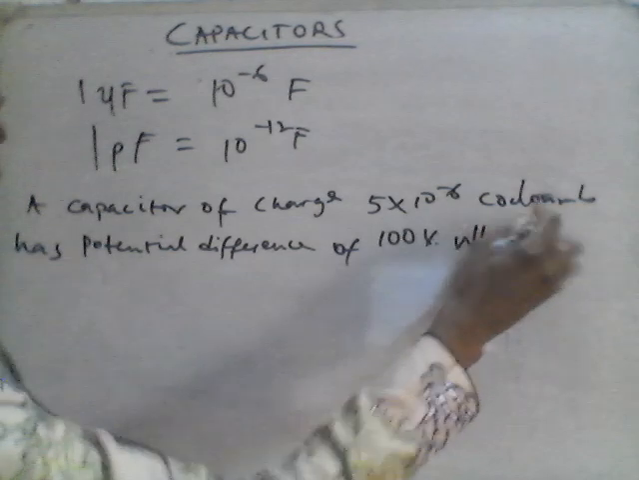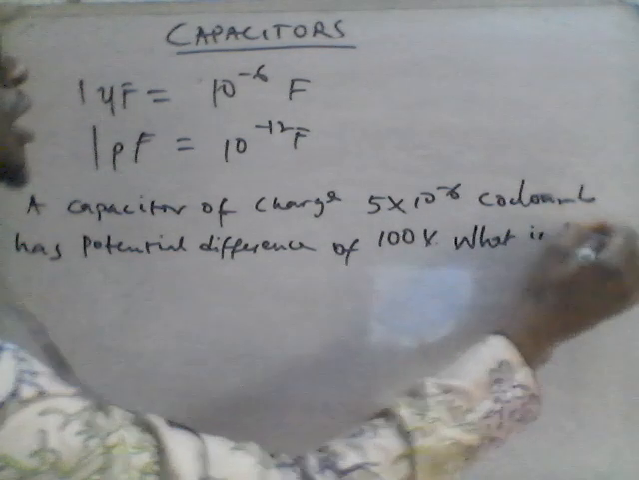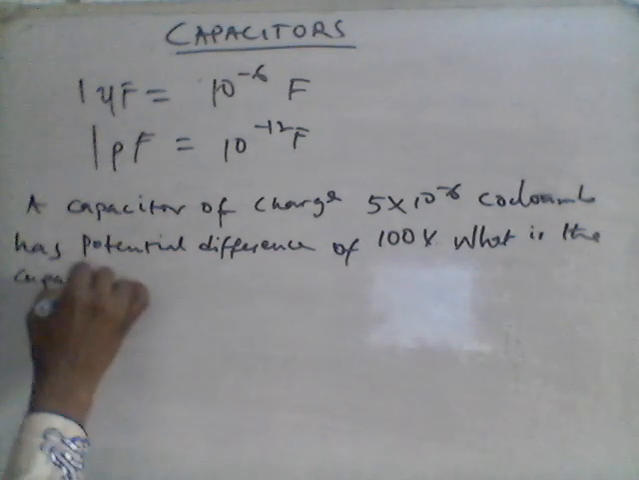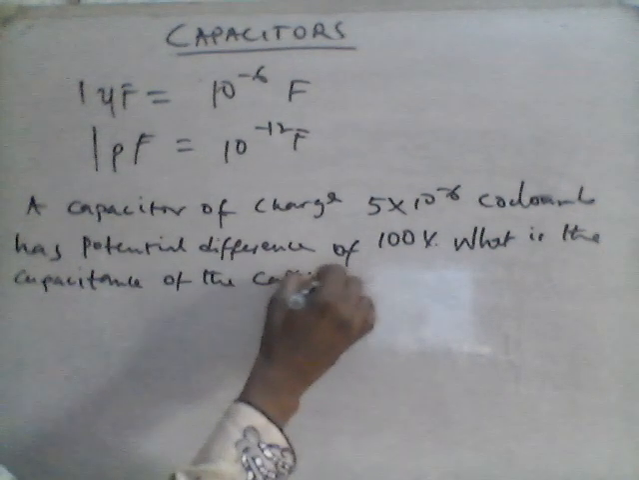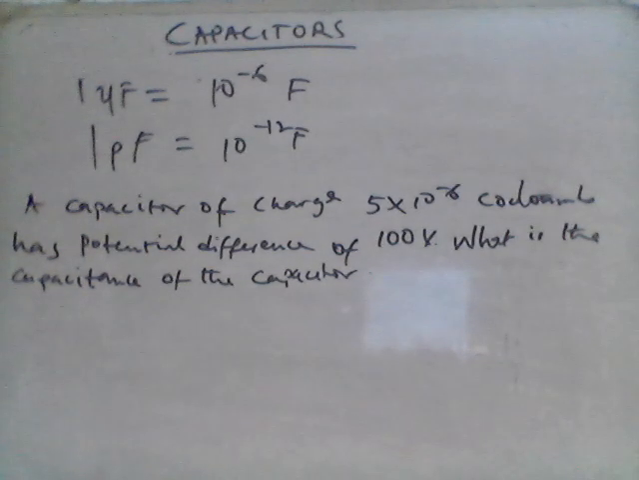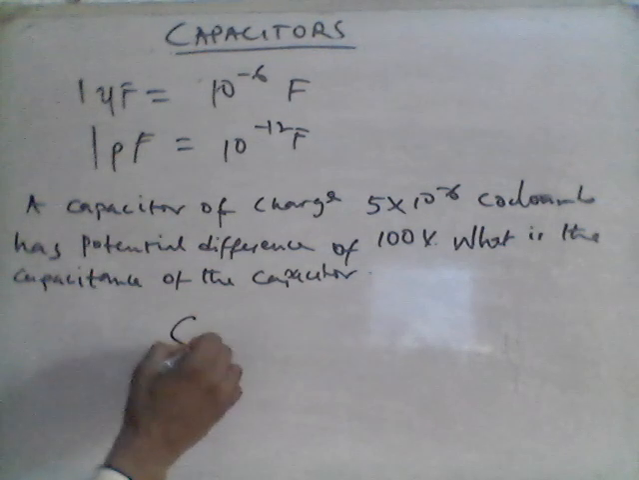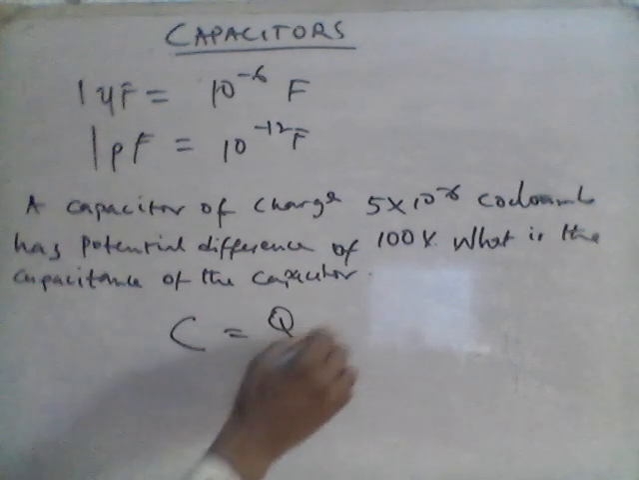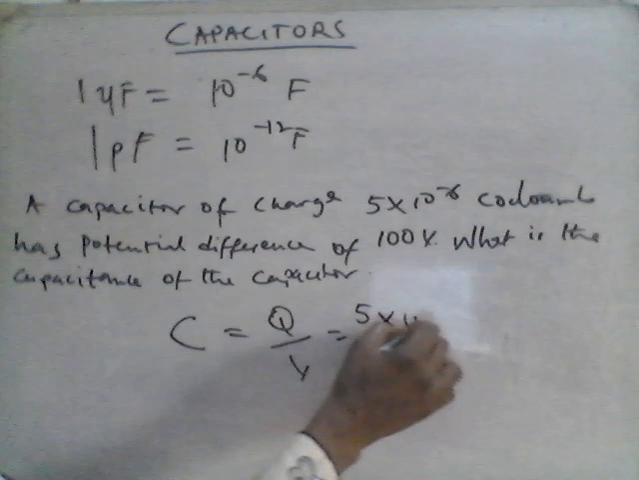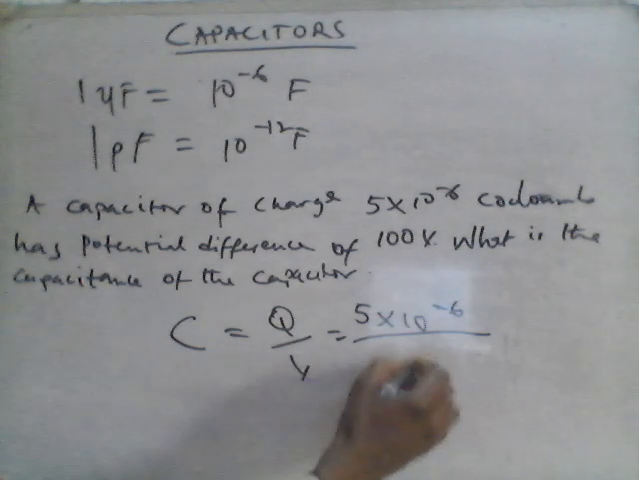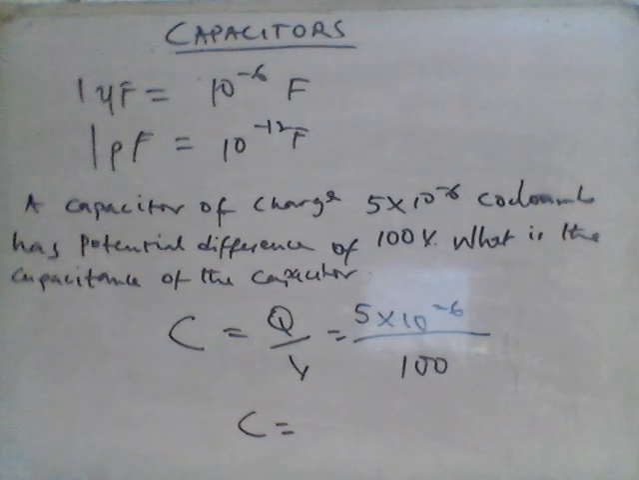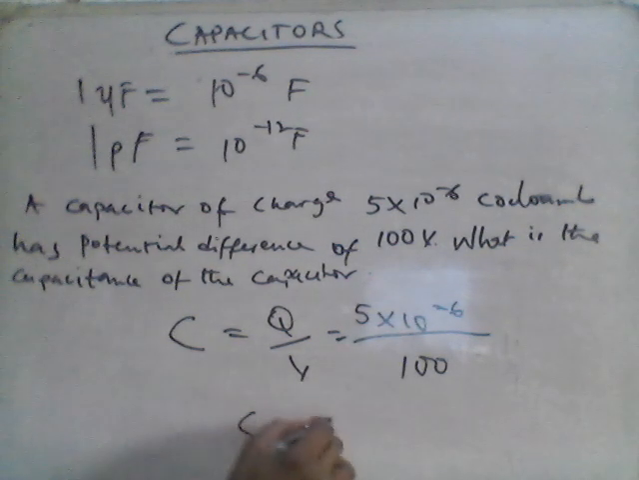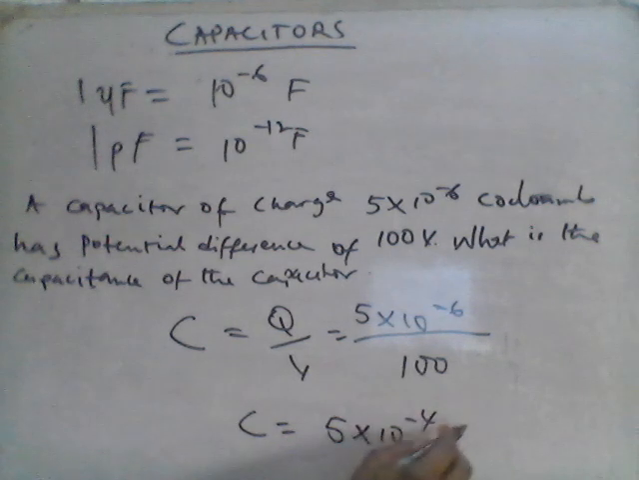This is a simple application of what I just said. What is the capacitance of the capacitor? Just as you have the resistance of the resistor, you have the capacitance of the capacitor. So you know I told you the capacitance C is equal to Q over V. The charge is given as 5 times 10 to the power minus 6, and the potential difference is given as 10. By the time you compute this, I have the capacitance of the capacitor as 5 times 10 to the power minus 7 farad.